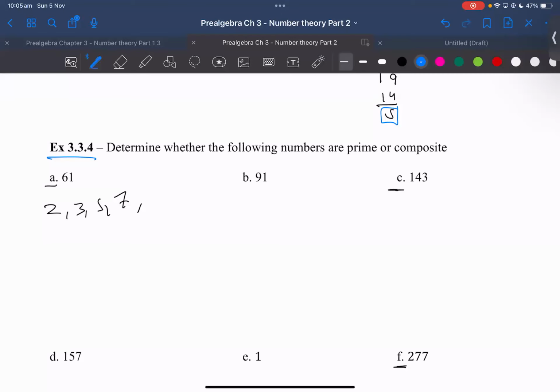To see if it's prime, it's only divisible by one and itself, right? So we need to check if the numbers in between are divisible or not. We do the digit sum. It's not divisible by 3. That means it could be prime.